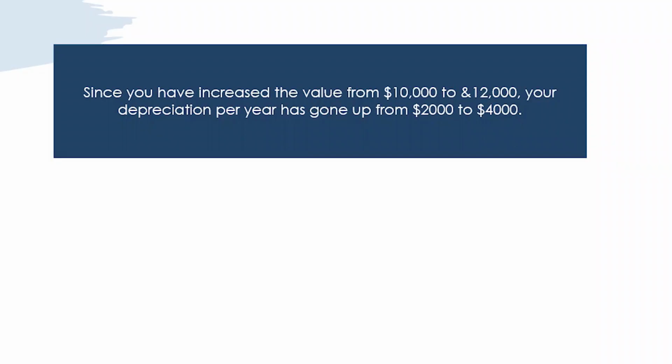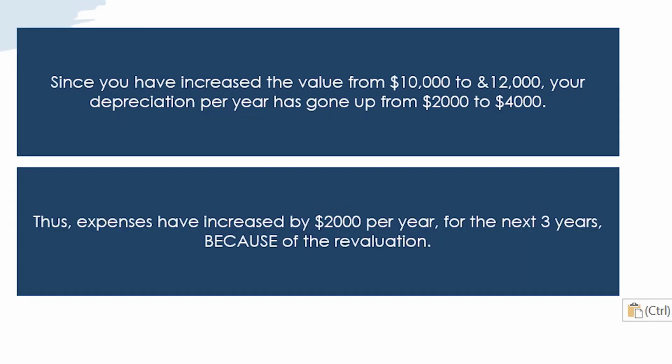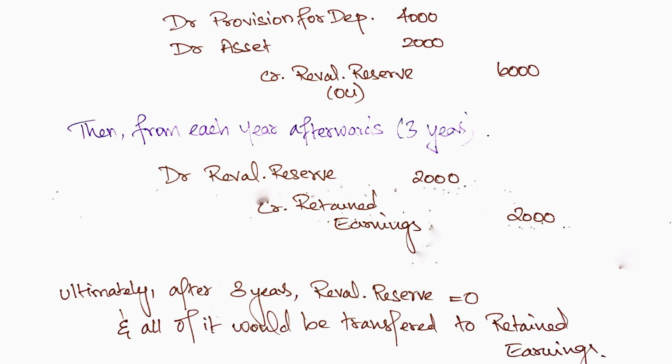Now next, because of your revaluation from 10,000 to 12,000, your depreciation charge has increased from 2,000 to 4,000, because before it was 10,000 divided by 5, now it's 12,000 divided by 3. Now this excess depreciation will be treated as being realized for each year. Remember what we do when a surplus is realized. We transfer it to the retained earnings, right? That is exactly what we're going to do over here.